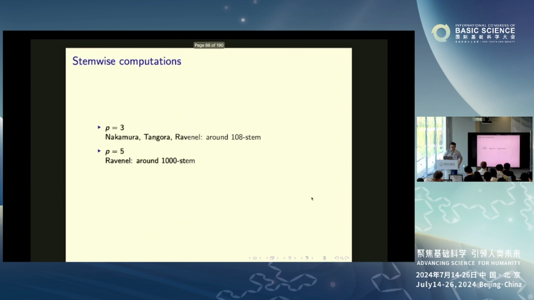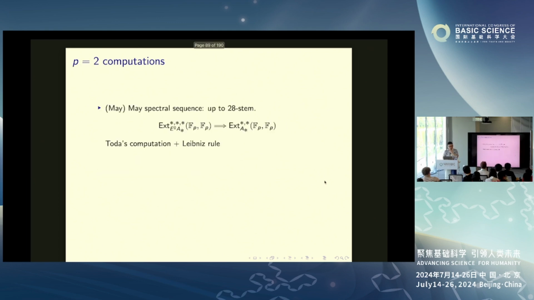So let me speed up a little bit. What we know at prime 3, we know around the 108 stem. At prime 5, we know around the 1000 stem. It looks very different, but if you plug in, they're both this number. And in this sense, at prime 2, we know a much larger range now. So I'm going to focus on the p equals 2 computation.